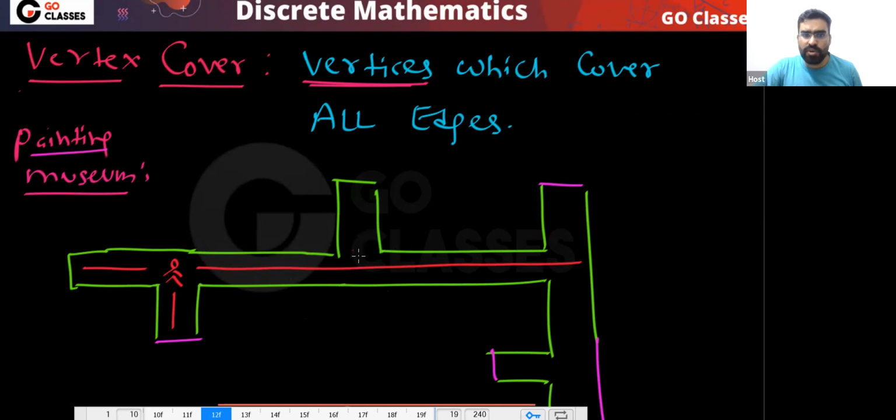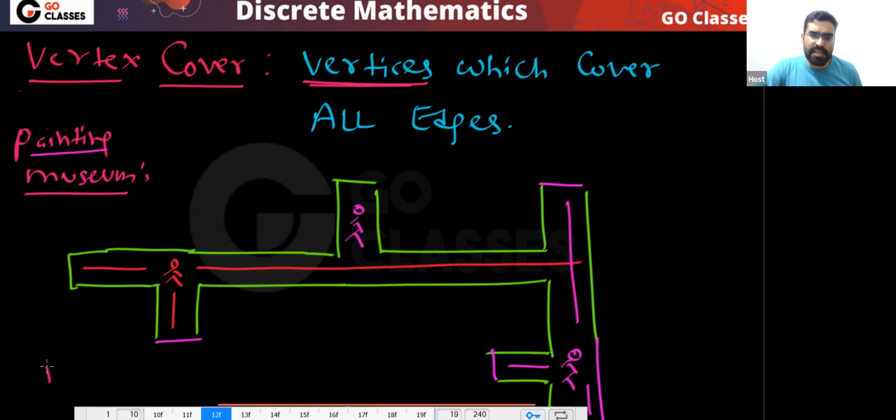Next, one security guard you have to put here. What you can do, you can put one security guard here. This security guard will cover this gallery. Next, one security guard I can put here, and this security guard will cover all these. So how many minimum do you need? Minimum we need 3.